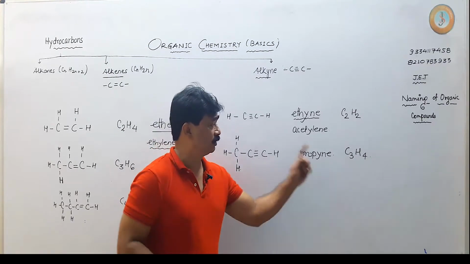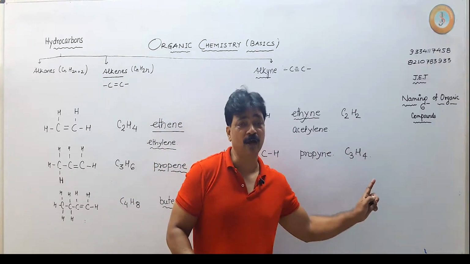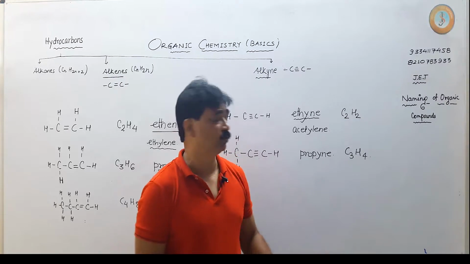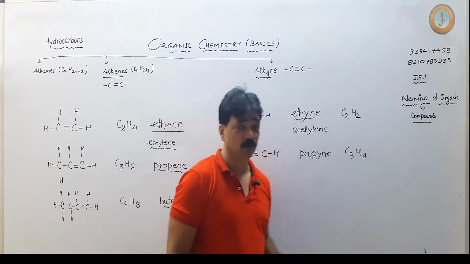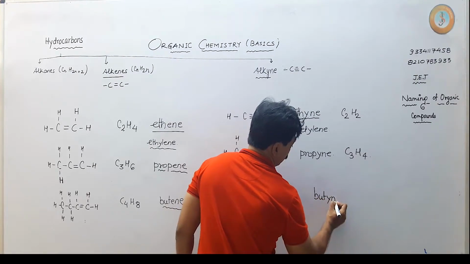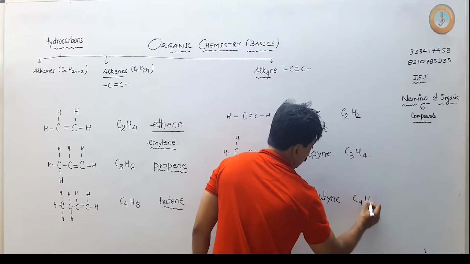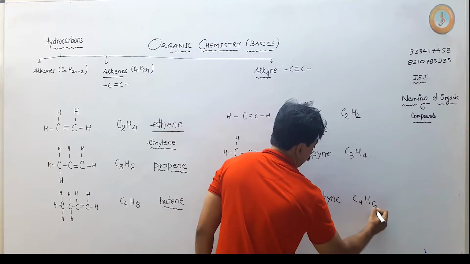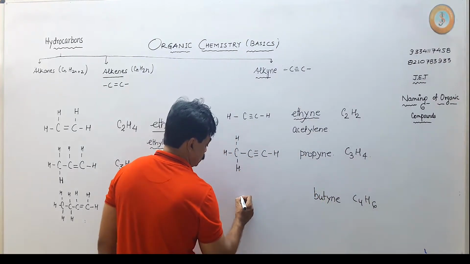Now there again there is a pattern. What is the pattern over there? You see, double the number of carbon atoms, that is 6, and minus 2. You will get the hydrogen. 6 minus 2 is 4. Let us write the formula for butyne first. C4, double it, and minus 2. So C4H6. Let's have a look if it is correct.